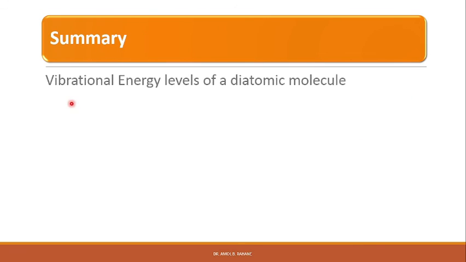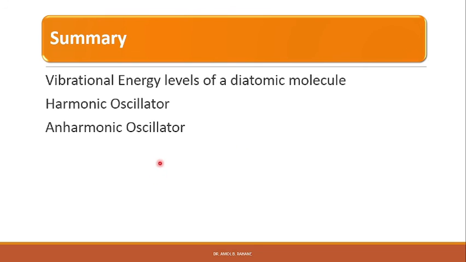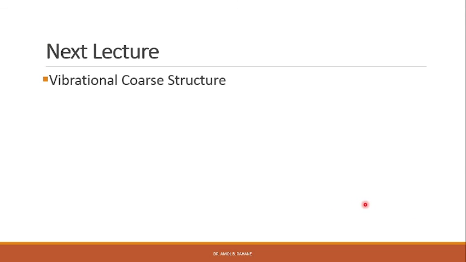So, in summary, we have learned the vibrational energy levels of a diatomic molecule, and we have considered the harmonic oscillation approximation, and we have also considered the real unharmonic oscillator, right. So, in the next lecture, we will study the vibrational course structure.